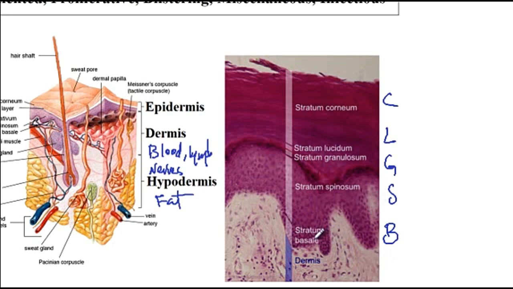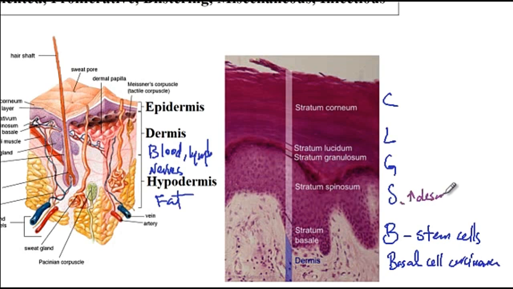Now, from the bottom, we have the stratum basale, and this layer contains the stem cells that give rise to the keratinocytes. And so if there is a malignant transformation of the basal layer, it would give rise to basal cell carcinoma. The next layer is stratum spinosum, which is very rich in desmosomes, and it's also the site where melanin is being transferred from the melanocytes to the keratinocytes.